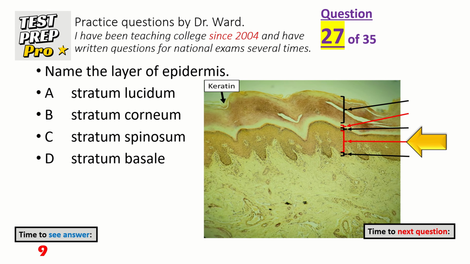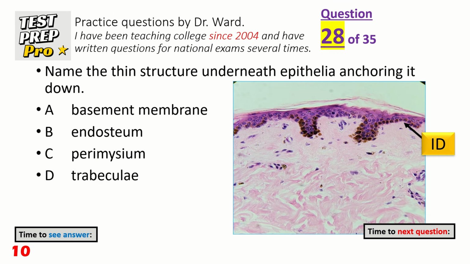Name the layer of the epidermis. It's not the bottom, but it's one up from the bottom. One up from the very bottom stratum of the epidermis. Stratum spinosum. Name the thin structure underneath epithelia, anchoring it down. So it's anchoring the epidermis to the dermis. Basement membrane.